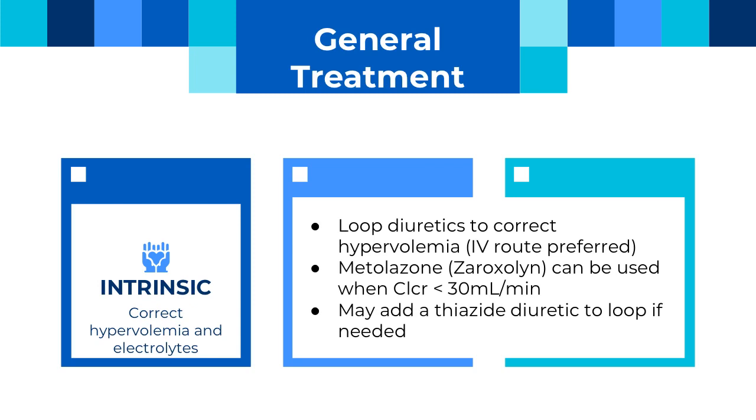For those cases of intrinsic acute kidney injury, we want to correct electrolyte imbalances and hypervolemia. To correct the hypervolemia in particular, we use loop diuretics. IV route is preferred, but we can give them orally as well. If you have a patient with severely limited renal function, when the creatinine clearance is below 30 mL per minute, there is a thiazide diuretic that is able to be used still. That is metolazone, or Zaroxolyn brand name. If the loop diuretics are not adequately correcting hypervolemia, we can add a thiazide diuretic to the loop if necessary.